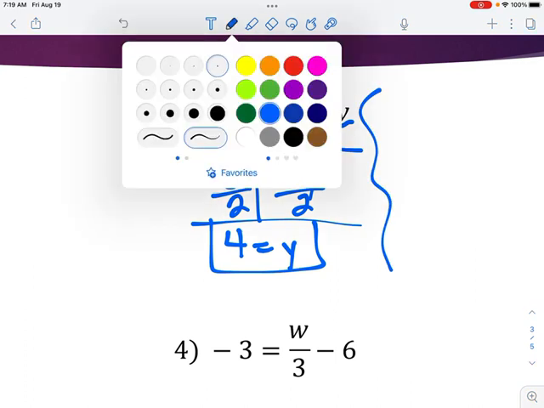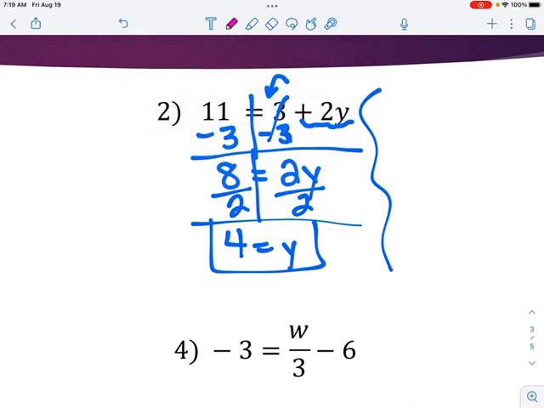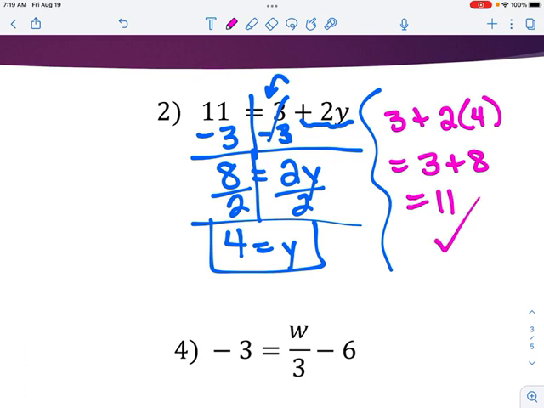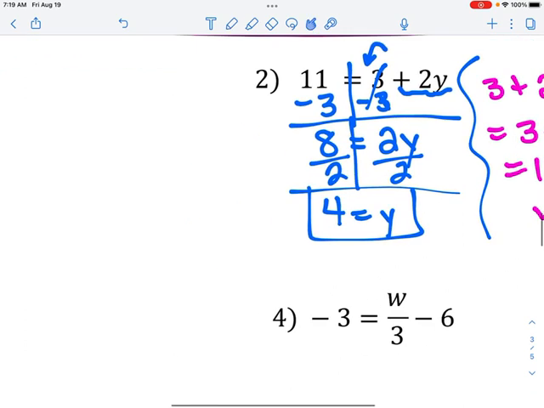All right, so let's check that. So when we check it, we're literally just going to take that, plug it back in. So 3 plus 2 times 4. So we would go 2 times 4 is 8, so 3 plus 8, that's 11. That's what we started with. You bet, we got that correct. All right, let's continue down.